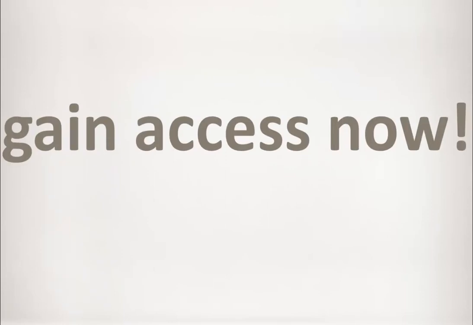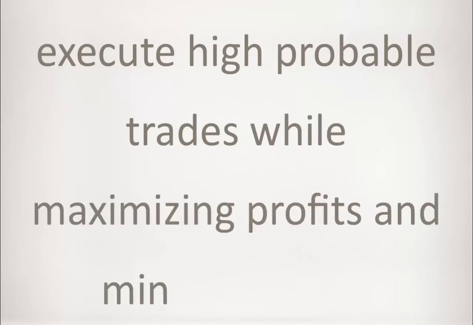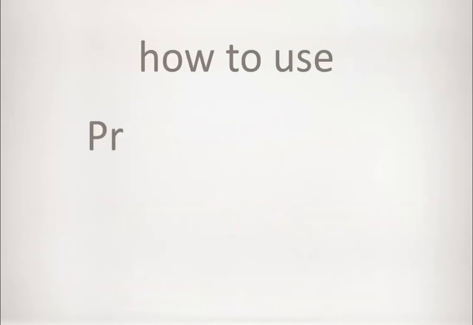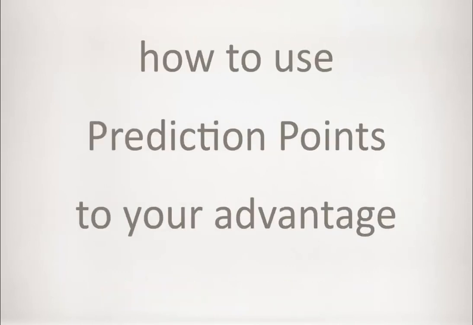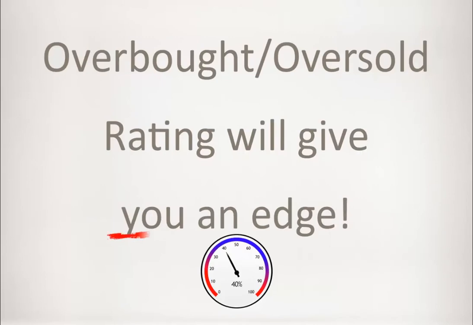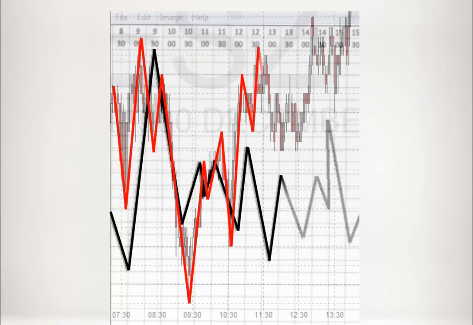You'll learn how to determine where to buy and sell before the market opens each day. You'll learn the highest probable yet conservative trade entries and the greatest ways to maximize profits while minimizing risk. You'll learn the meaning of specific prediction point numbers and how to use them to your advantage. You'll learn how to use the overbought oversold rating in a way that gives you an edge over all other market participants. You'll also learn how to use the prediction point map, acting as both your guide and catalyst to profits you always knew were possible.